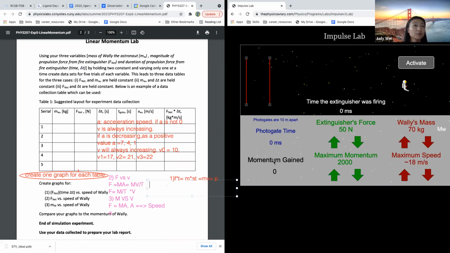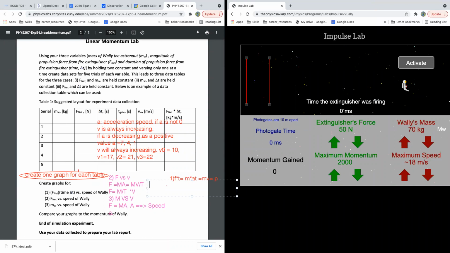So the third one is when you change Wallis's speed and the mass, so you see the momentum is gained or whatever. You can find whatever you think is interesting. And then that'll be the end of this experiment. Any questions so far?